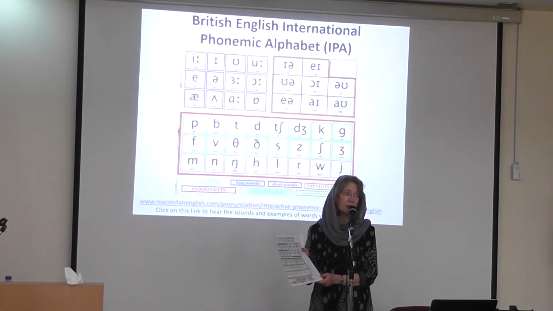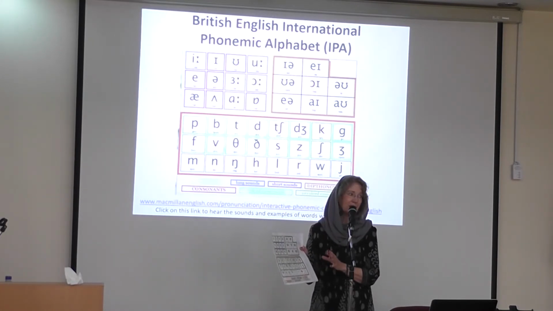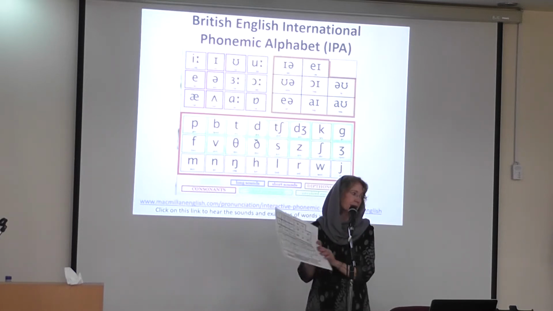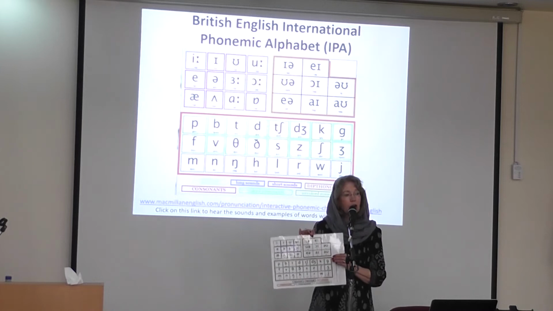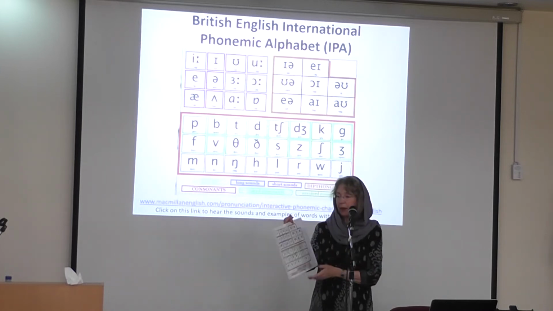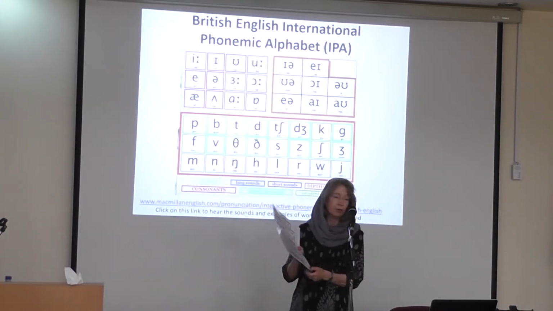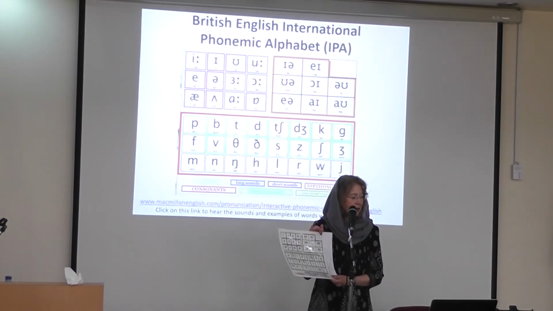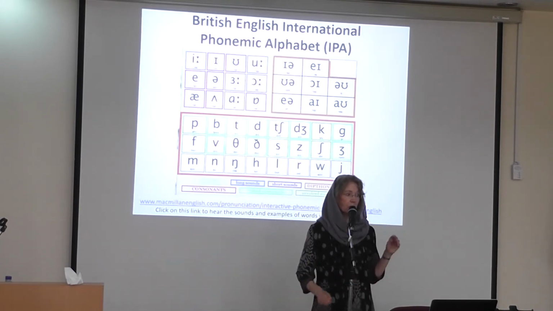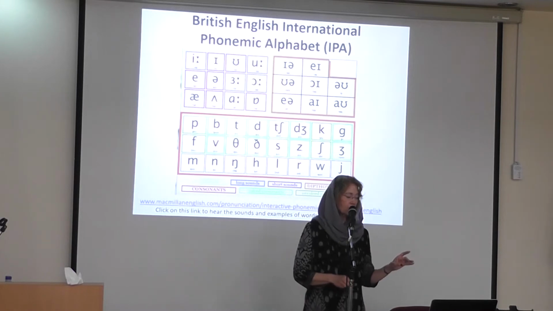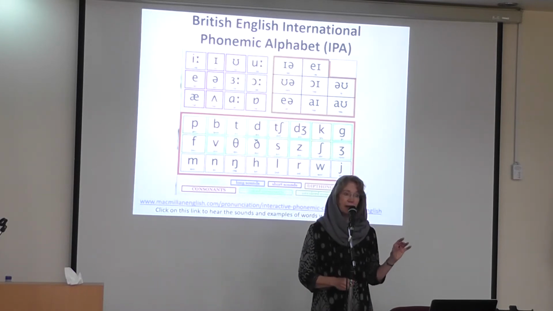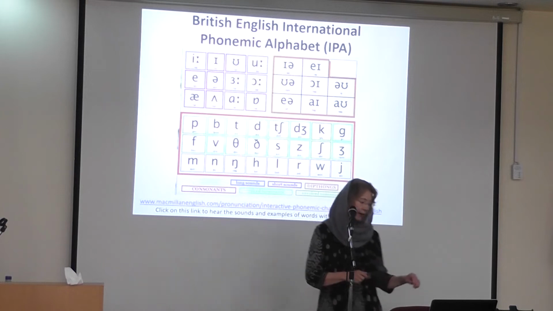IPA chart. There is also an American IPA chart, which is slightly different. Not many sounds, but the sound, I think they say R, but that's a little bit different. But Australian English is closer to British English. So we have the chart, and I'll leave this with you later and put it up on the walls. Okay, so it's important to be familiar with it. So there are many online programs where you can just click on the sounds to hear the sounds. So I'll just try and get that up.